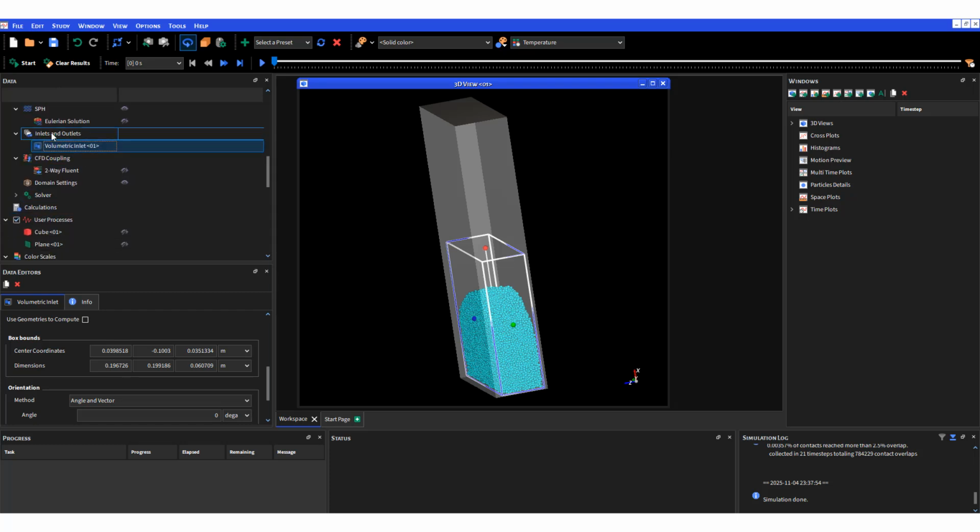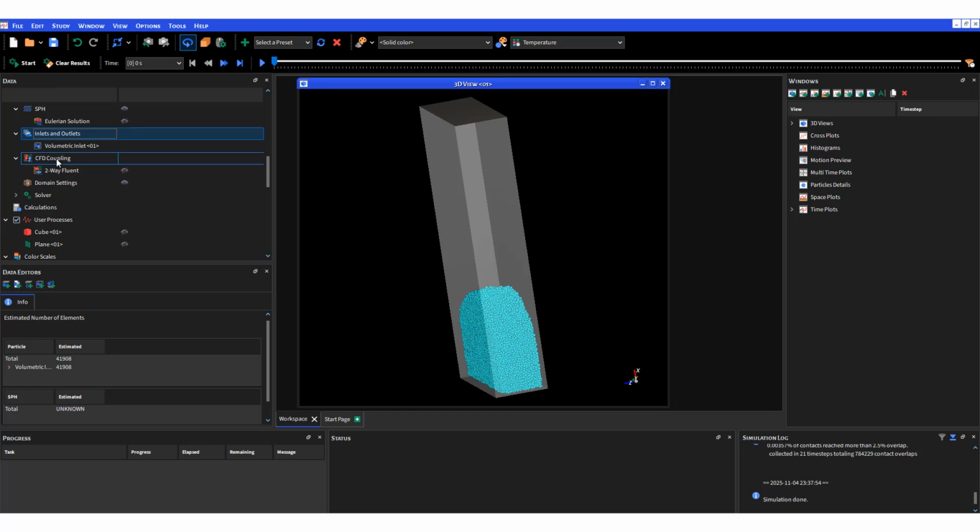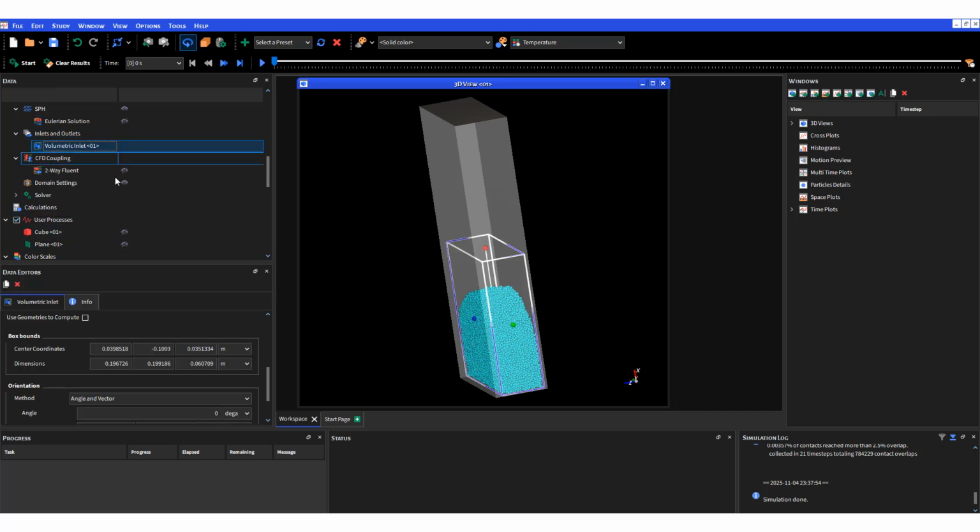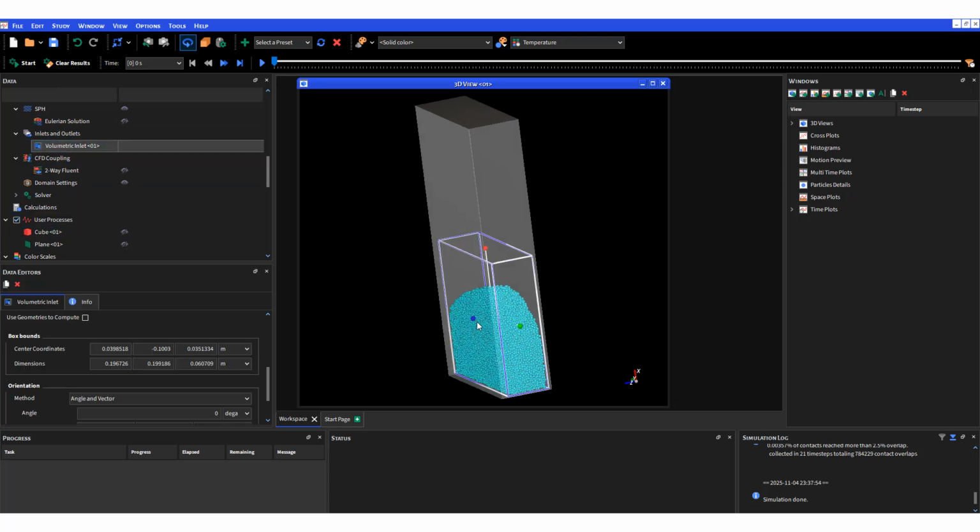So this is an important part, the inlets and outlets. You saw that I accidentally tried to pull this, and it wanted to restart the simulation, so I said no, because I want to keep all the run that I have done already.